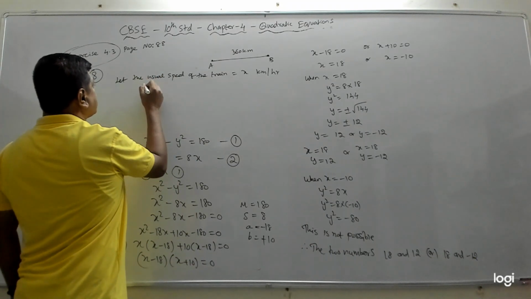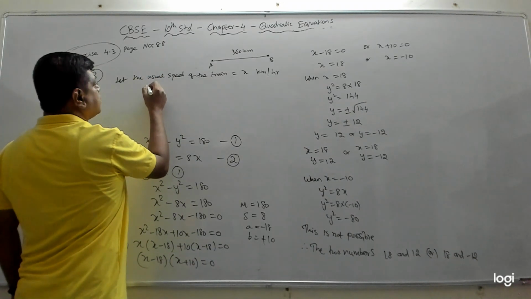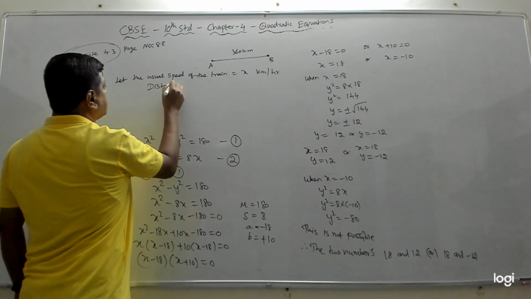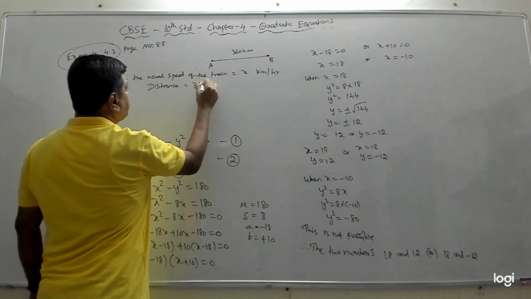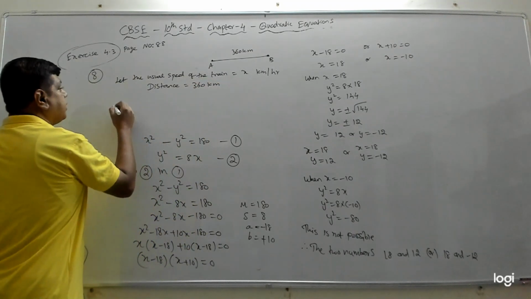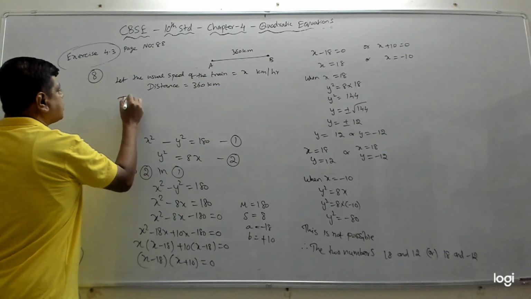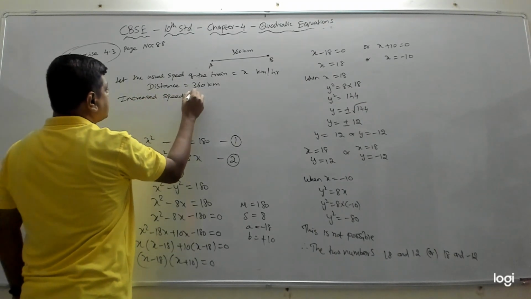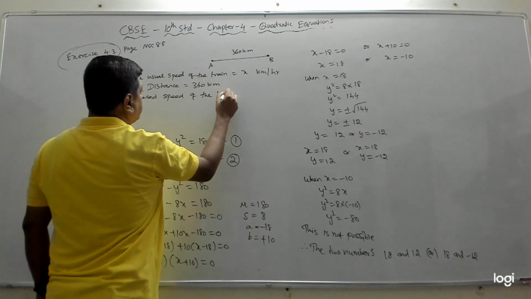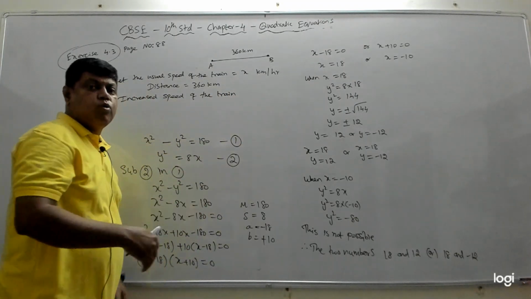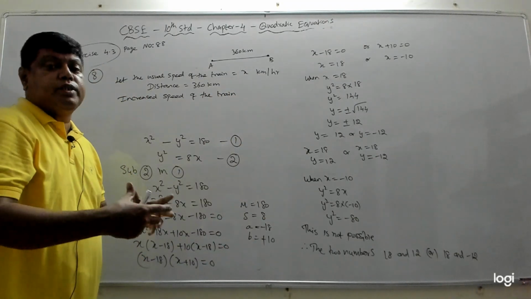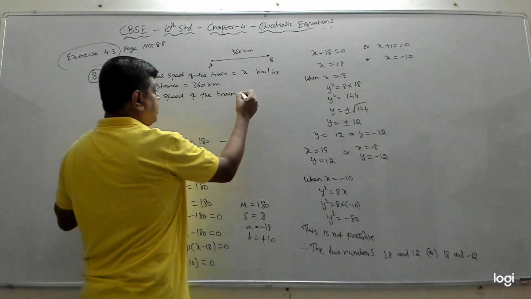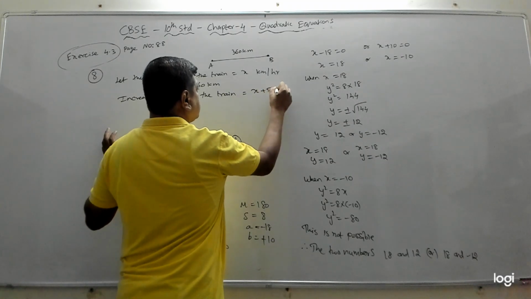The distance they have given is 360 kilometers. And what is the increased speed? The increased speed of the train: if the train goes 5 kilometers faster, which means it increases the speed by 5, then the new speed will not be 5, it will be x plus 5 kilometers per hour.